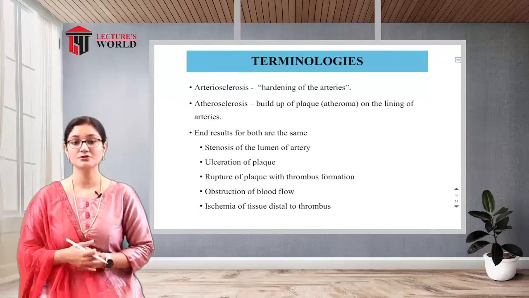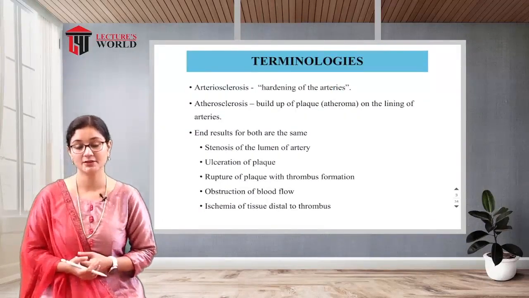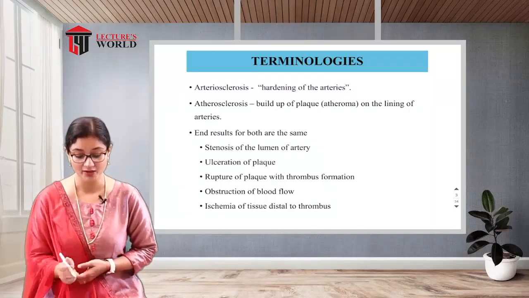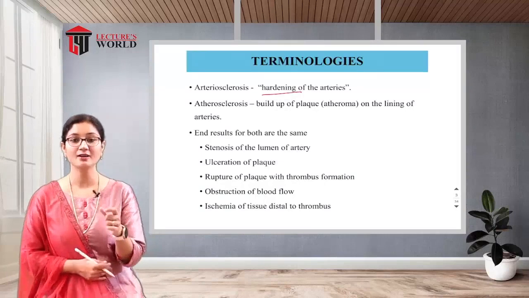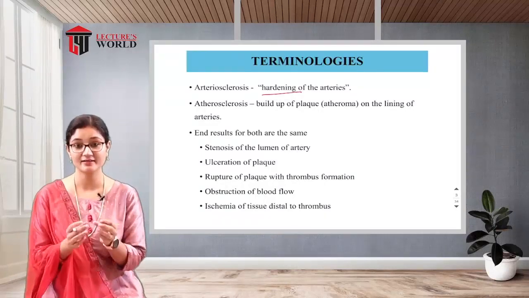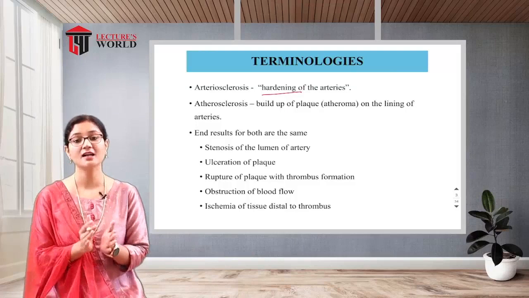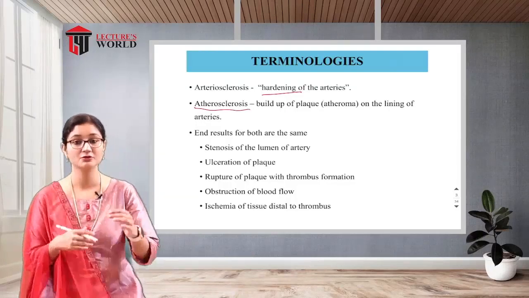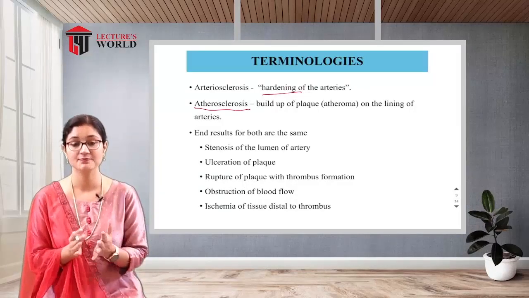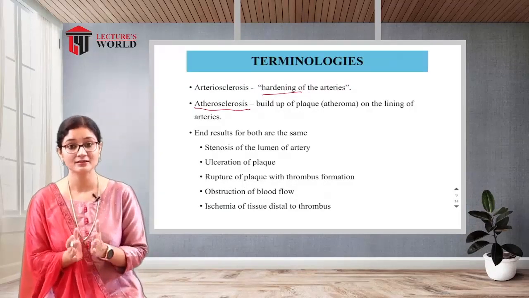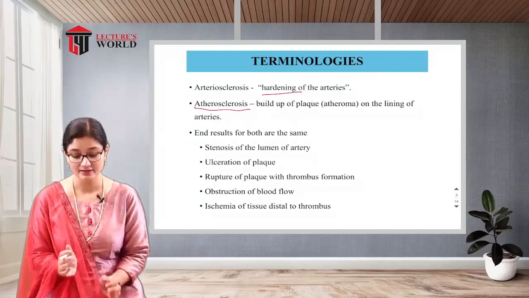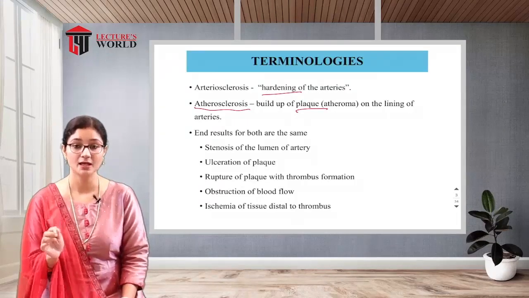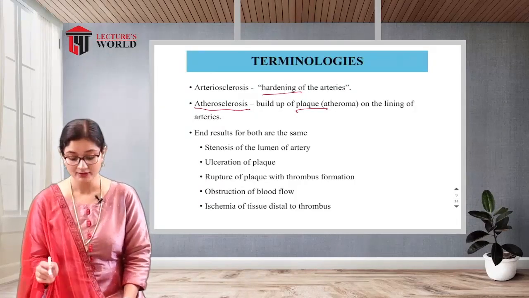Different terminologies you should understand before moving on to angina pectoris begin with arteriosclerosis. Arteriosclerosis means hardening of the arteries. When the arteries become hard, it is called arteriosclerosis. What is atherosclerosis? This is a very important word which you will see in different cardiovascular diseases. It is nothing but a build-up of plaque, that is atheroma, on the lining of the arteries.